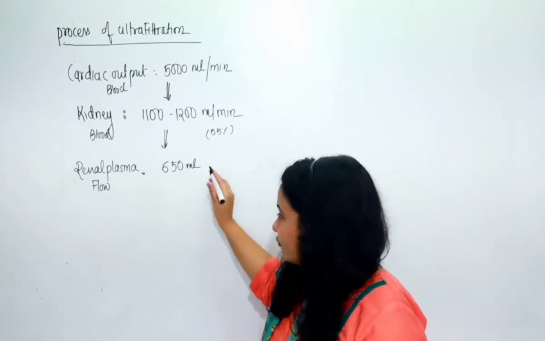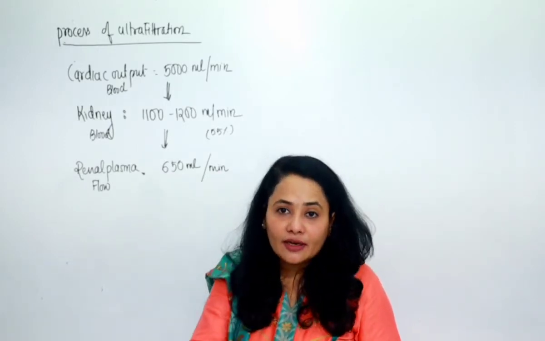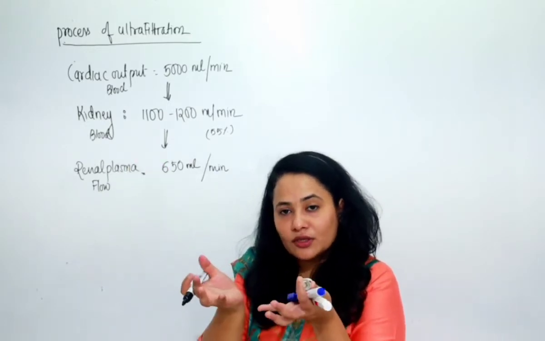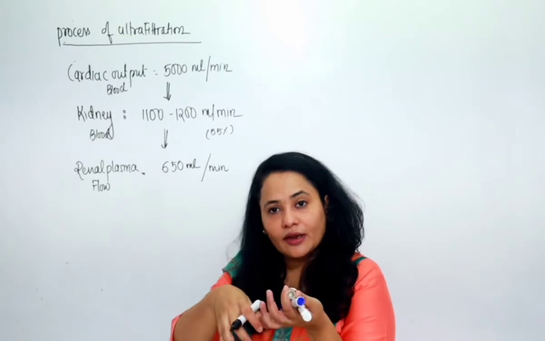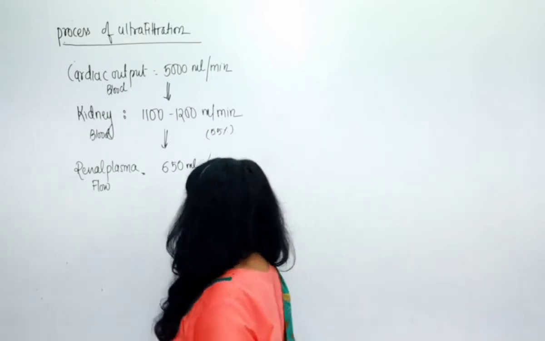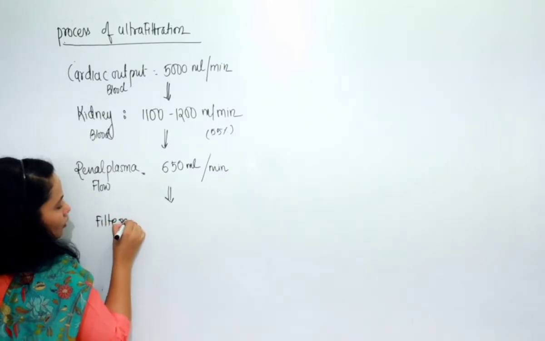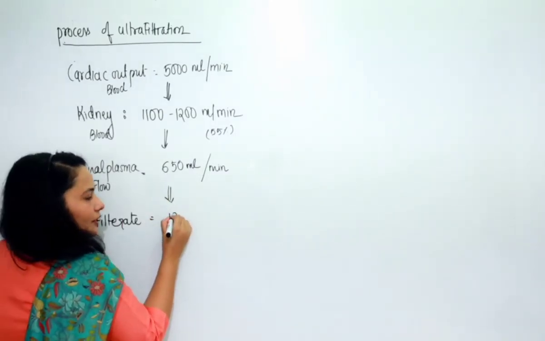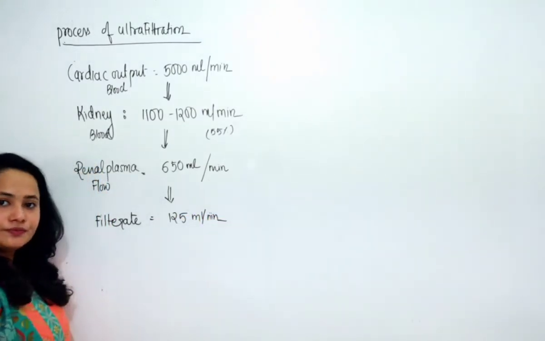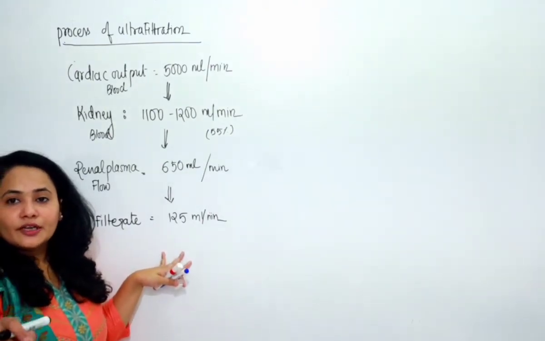From this much plasma per minute entering the glomerulus, how much filtrate is formed? Filtrate means what? The blood gets filtered, and then the remaining substances that come out of the glomerulus through the filtration slit into the lumen of Bowman's capsule, we call that filtrate. So next, from this the filtrate is formed. How much filtrate will come out? It will be coming out as 125 ml per minute. So this is called the glomerular filtration rate.